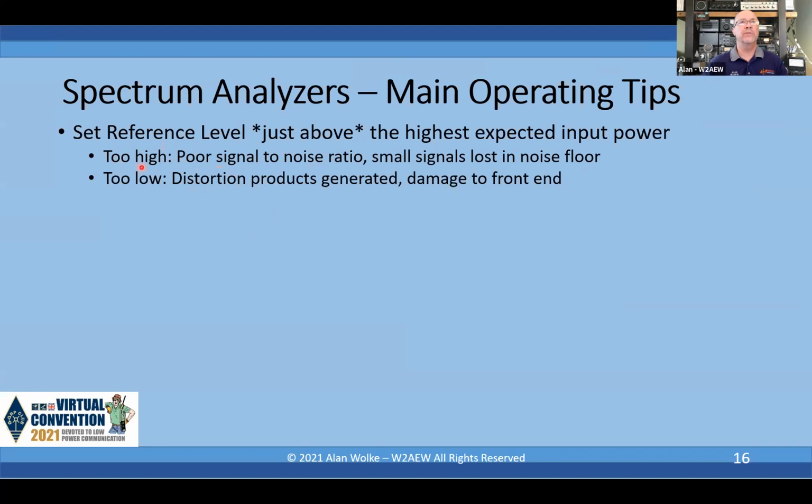If you set the reference level too high, you're just going to have a poor signal to noise ratio, because that signal is going to be buried down in the noise. The higher the reference level, the higher the noise floor, and your signal is just going to barely peak above the noise. But if it's too low, you can start getting distortion products generated by the mixer itself, or you could potentially do some damage to the mixer. So setting that reference level is probably one of the more important things to do.